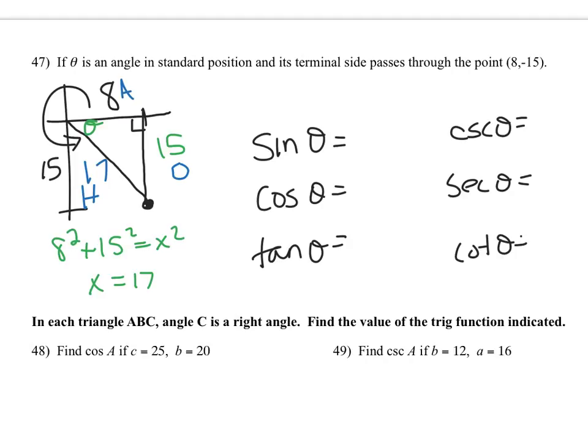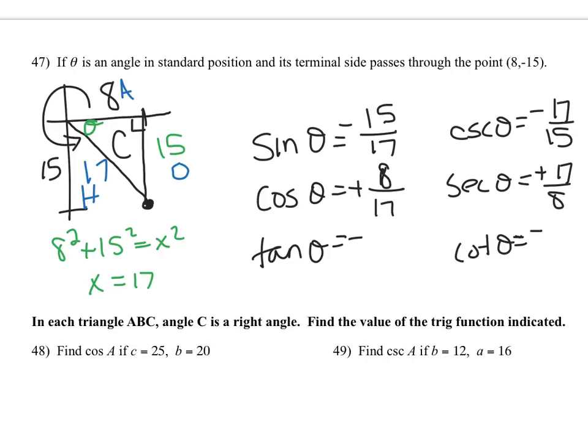So here we're in quadrant 4. In quadrant 4, cosine is positive. All the rest are negative. And then we just do it. Sine is opposite over hypotenuse. So then we flip it. Cosine is adjacent, that's an 8, over hypotenuse. Flip. Tangent is opposite over adjacent. And then we flip.